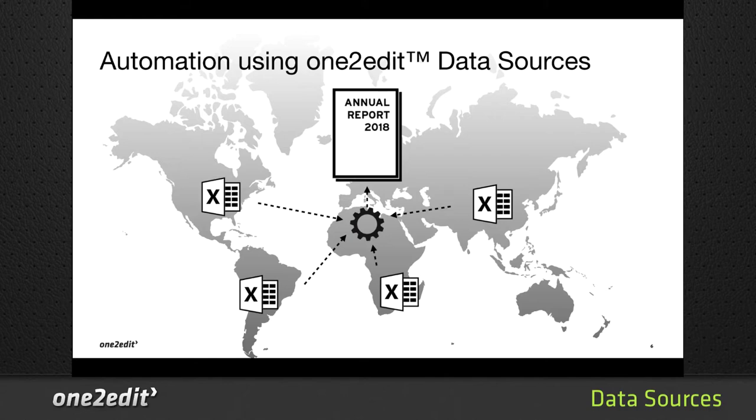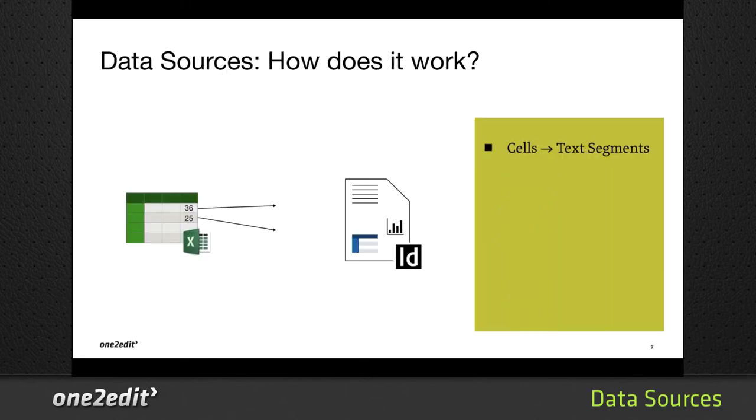So how exactly does one2edit data sources work? one2edit data sources enables you to link Excel file cells to text segments in an InDesign document. Whatever data is placed into the cell will be pushed to the linked segment or segments in one2edit so that you can be confident in the accuracy of your data.